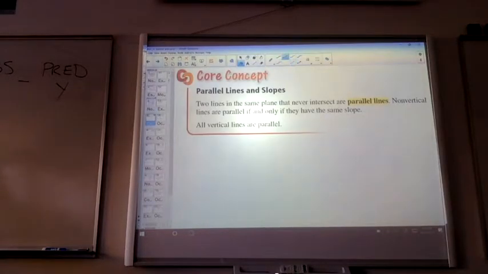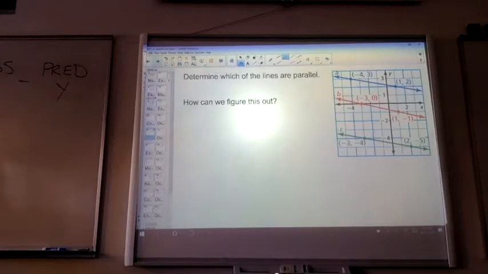Moving on. All right, so parallel lines and slopes: two lines in the same plane, meaning you drew them on the same graph, that never intersect are parallel lines. Non-vertical lines are parallel if and only if they have the same slope. All vertical lines are parallel. All right, sounds good.